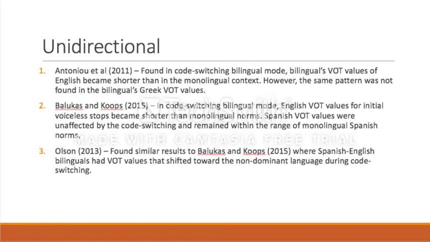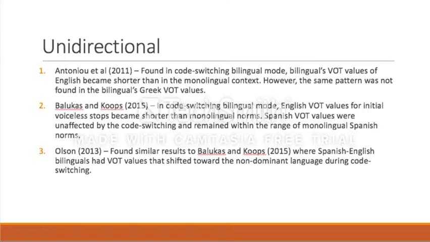A couple of studies that found unidirectional processes going on with the VOT values are the Antoniou et al. 2011 study. They found that in code switching bilingual mode, the bilinguals' VOT values of English became shorter than in the monolingual context. However, the same pattern was not found in the Greek VOT values. And if you remember, the Greek was their L1, so this would have been an L1 affecting the L2 values, even though they were dominant L2 speakers.